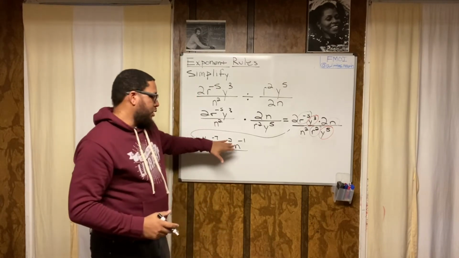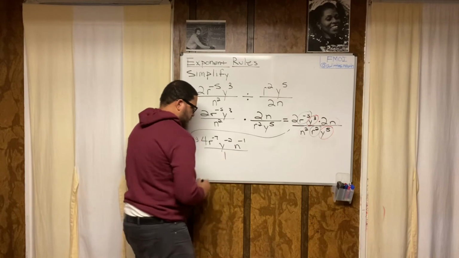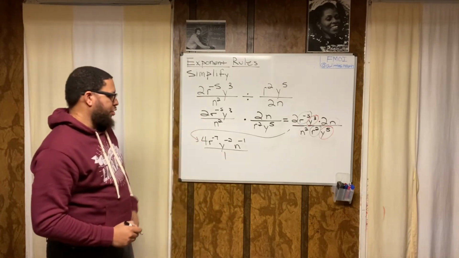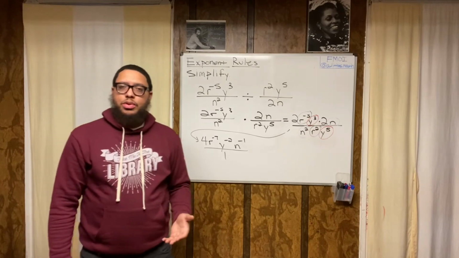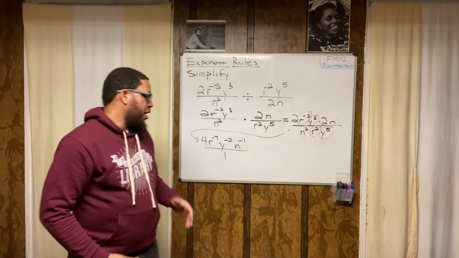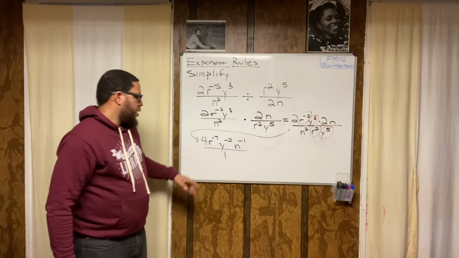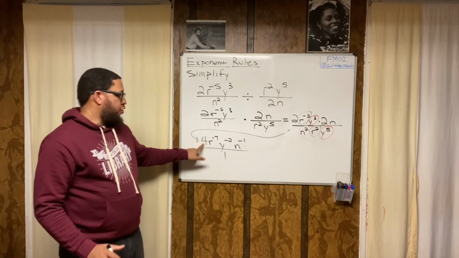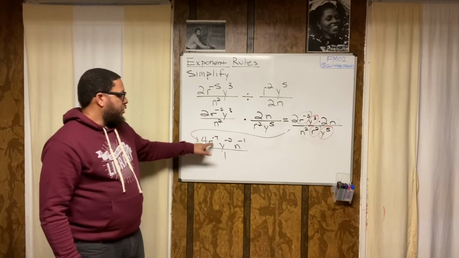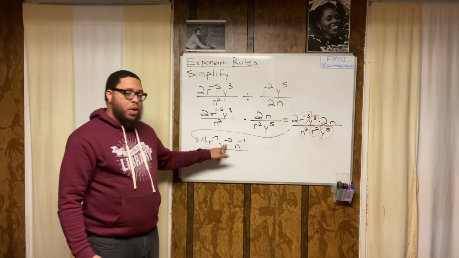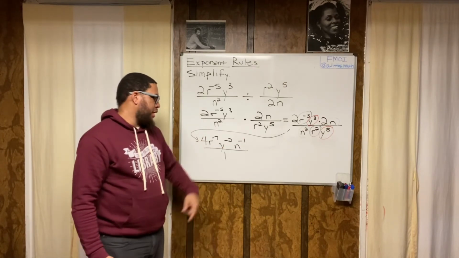So we're going to make this look like a fraction, right? We make it look like a fraction because in order to use the negative exponent rule, what we got to end up doing is taking the reciprocal of everything that has a negative exponent. Not the 4. The 4 has an exponent of +1 because no exponent is written. The r has a negative exponent. The y has a negative exponent. The n has a negative exponent.